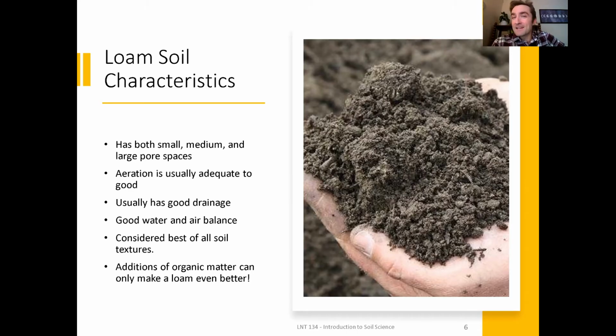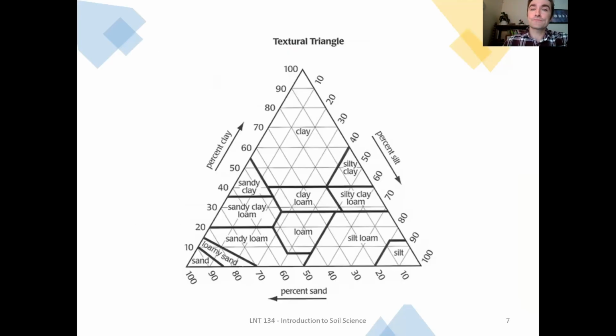In fact, a sandy loam is what a lot of people would prefer to have if they had their ultimate choice, a little on the sandy side. Loam has good drainage, good aeration, and a good water and air balance. So it's considered to be the best of all soil textures. But again, we can always add the organic matter and it helps to improve the structure of the soil.